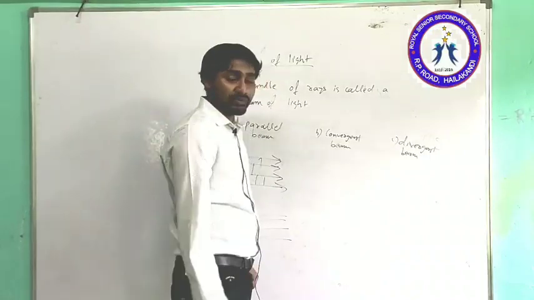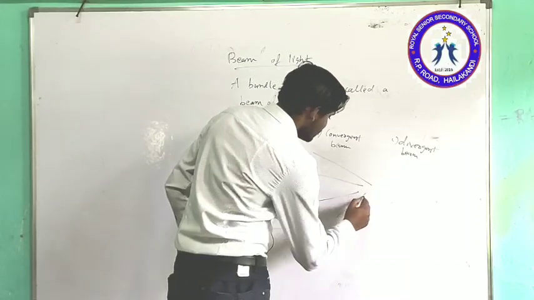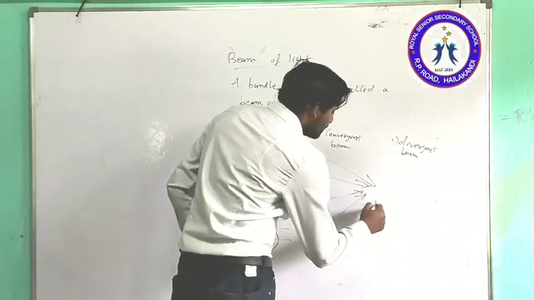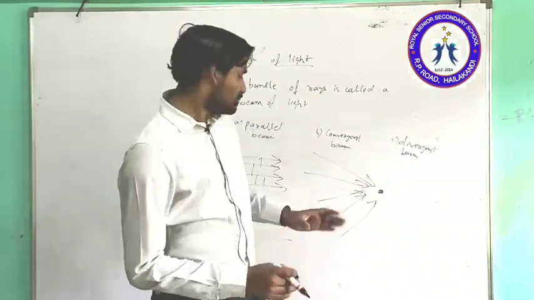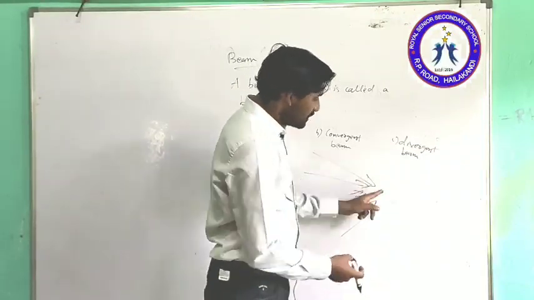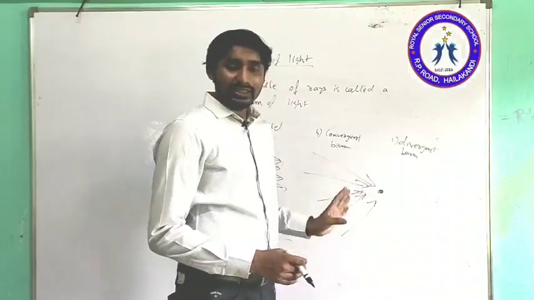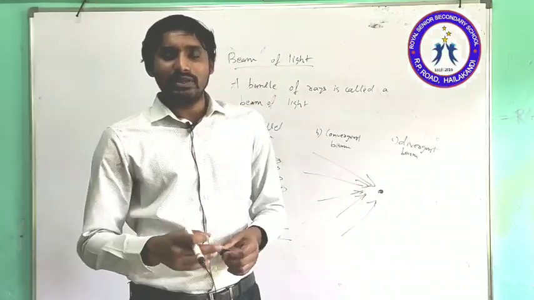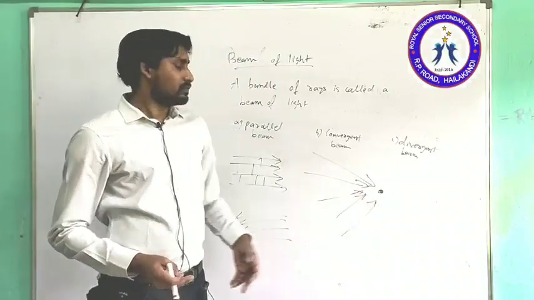Convergent. What do you mean by a convergent beam of light? If all these rays which form a beam meet at a particular point, then that particular beam is called a convergent beam. Why is it a beam? Because it is a bundle of rays. But in that particular beam, you can see that all the rays actually meet at a certain point. So if the rays which form the beam meet at a particular point, then that beam is called a convergent beam.